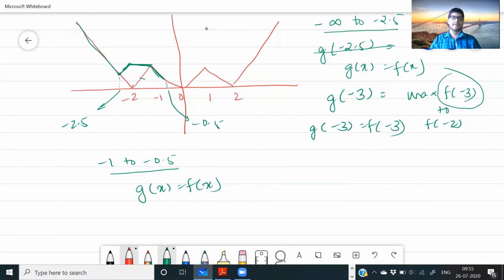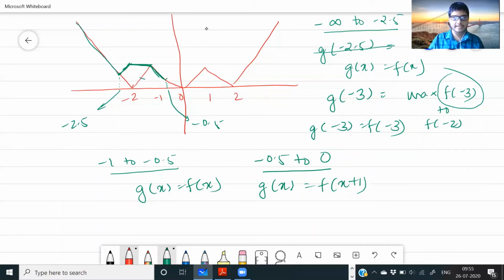minus 0.5. Now again, if I go from minus 0.5 to 0, so what would be the maximum value? The maximum value will be this one. Means if I want to evaluate g of x here, it would be f of x plus 1, I guess. So f of x plus 1, so this is going to be like this. So at 0 the value would be 1. Now again, in the region 0 to 1, the value of g of x is going to be 1. Clear? It is the same as the argument from minus 2 to minus 1.